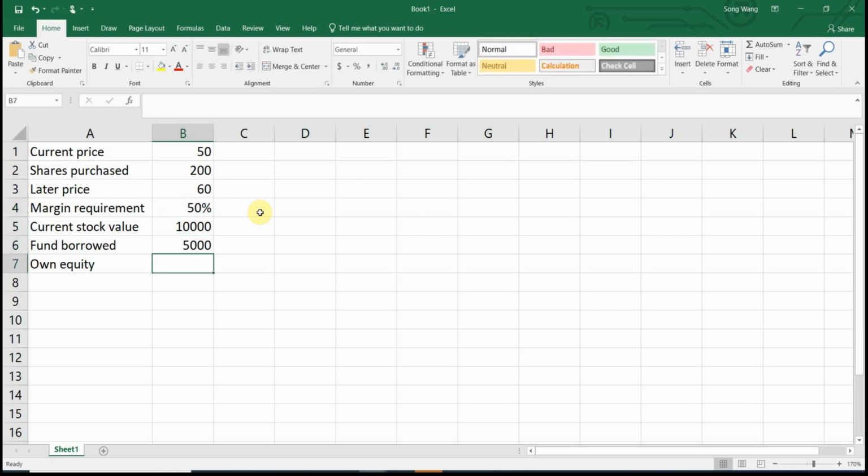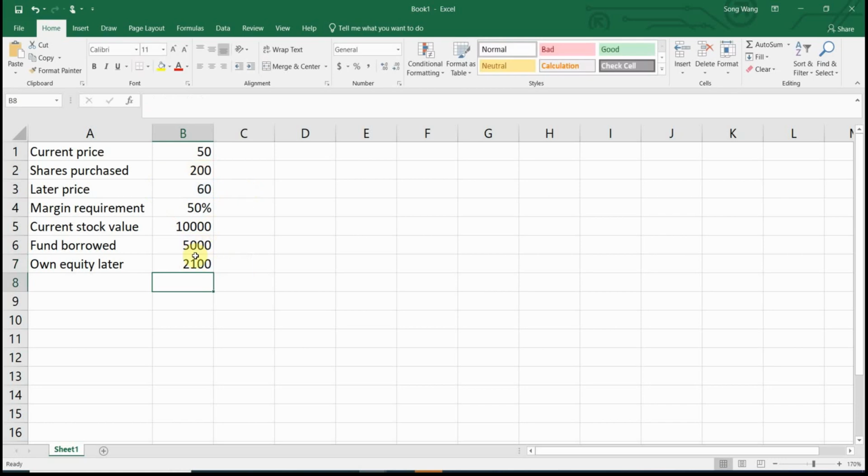Okay, so for your own equity at a later stage, it really depends on the price level at a later time. So you will need to multiply the later price by the shares you purchased, okay? And then you need to return the money, $5,000, to the broker, because that does not belong to you, all right? And then you divide the whole thing by your new position, which is shares purchased and the later price.